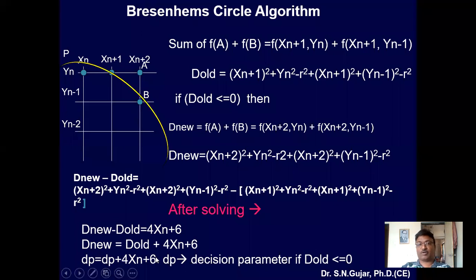Now once you solve this, suppose this condition is false. If d old is greater than 0, what does it mean? I have to select which point? This one. So what is the coordinate of this point? Xn plus 1, yn minus 1. So this is my next step.